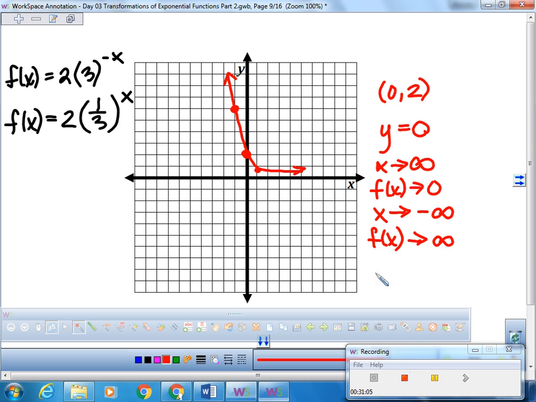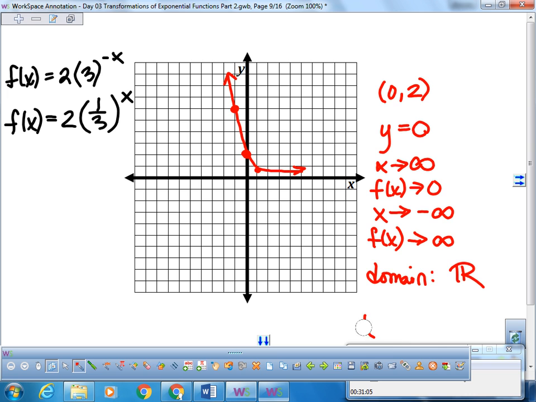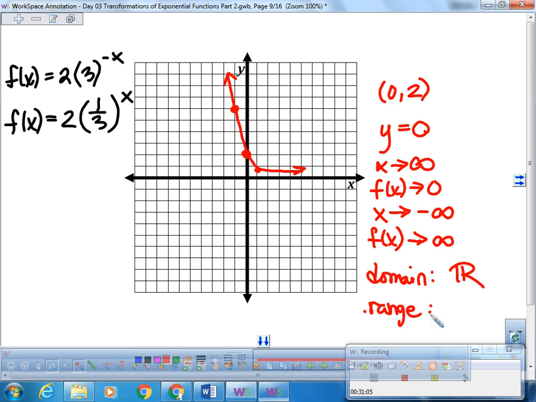Domain. As I go to the right, my graph is going to keep going. All my x values are going to keep going. They're never going to stop. As I go to the left, all my x values are going to keep going. Y values. Range. My y values are everything. As I look on my y-axis, my graph is going to go everything up, but it's going to stop at 0. So y has to be everything greater than 0.